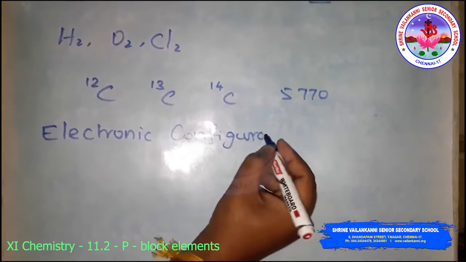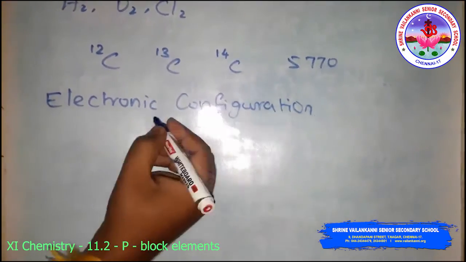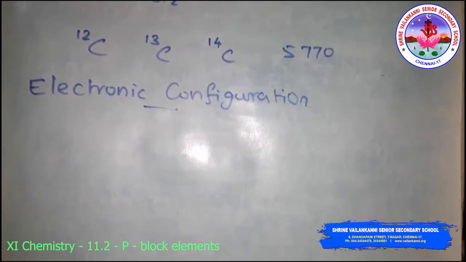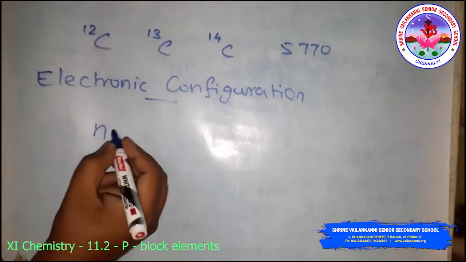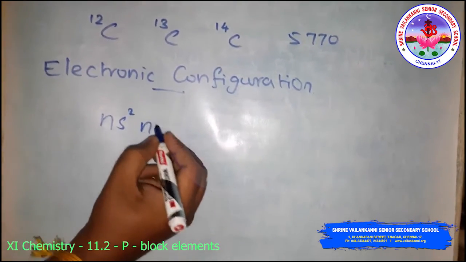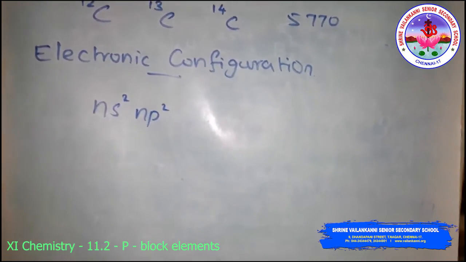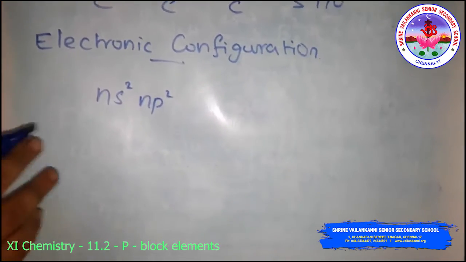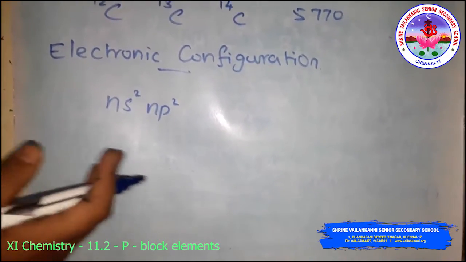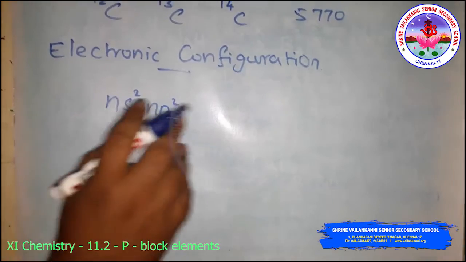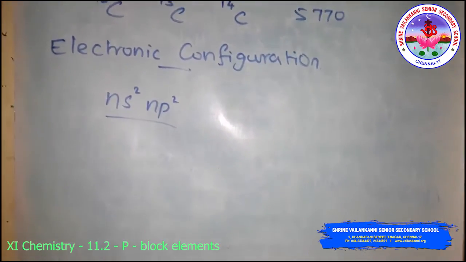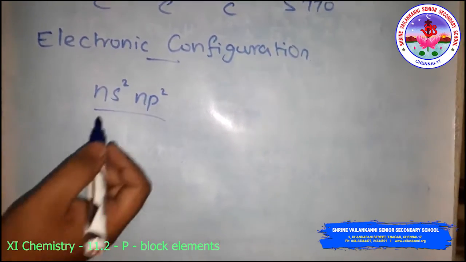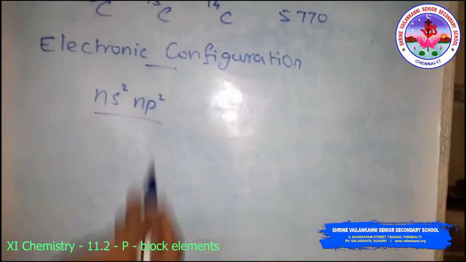The general outer electronic configuration is ns2 np2. The inner core of the electronic configuration of the elements in the group also differs. This is just the outer electronic configuration, so simply they end with ns2 np2.